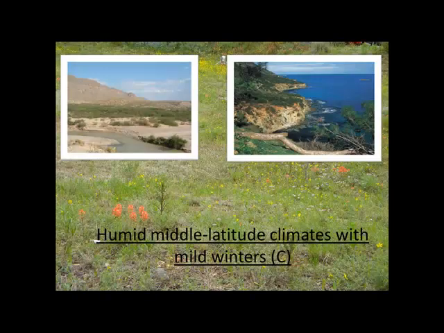It's very hard to pinpoint a picture or so on a slide for the C climates because there's so much variety within them. So these three pictures just kind of try and capture the variety that can exist in the C climates. The picture on the top left is actually the Rio Grande in Texas along the border of Mexico.